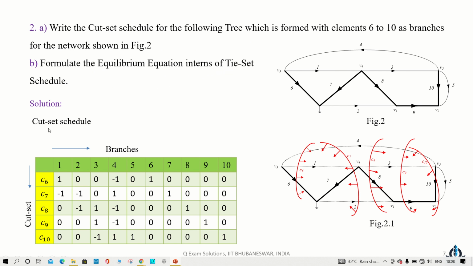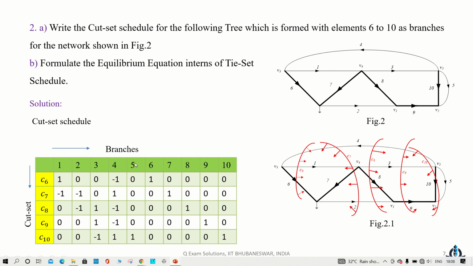For finding the cut-set schedule, the matrix is between cut-sets and branches. You see how many cut-sets come here, for branches 6, 7, 8, 9, 10. So here I represented them as phi 6, phi 7, phi 8, phi 9, phi 10. And how many total branches?